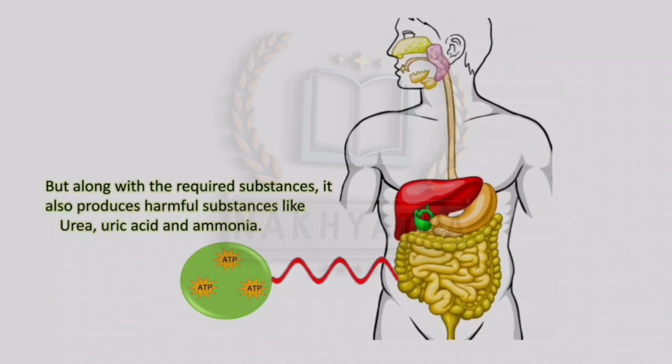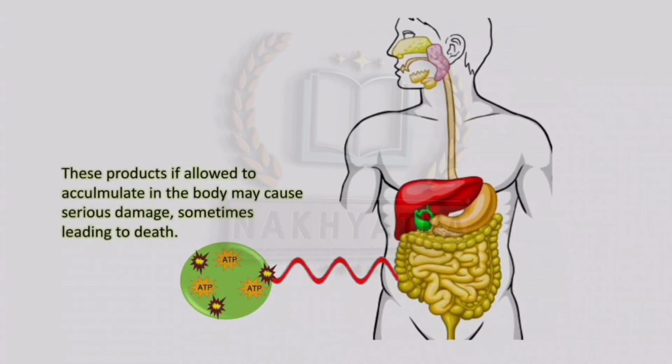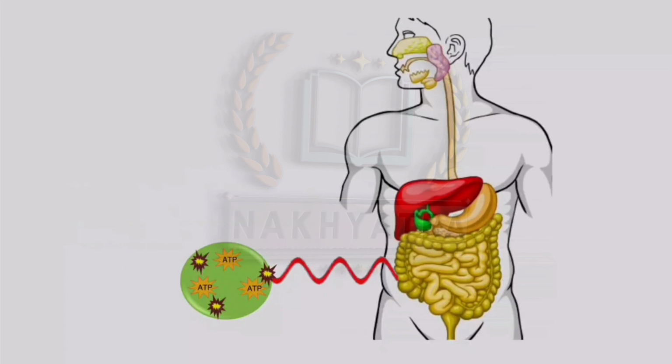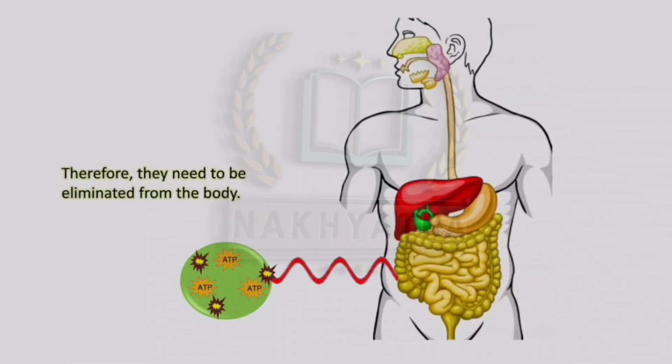But along with the required substances, it also produces harmful substances like urea, uric acid and ammonia. If these products are allowed to accumulate in the body, they may cause serious damage, sometimes leading to death. Therefore, they need to be eliminated from the body.